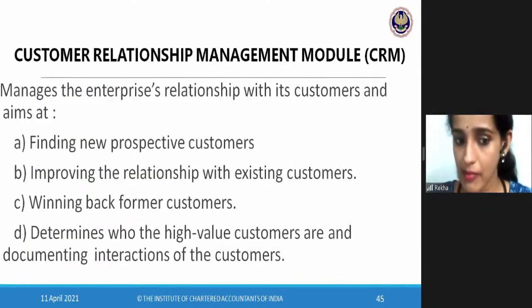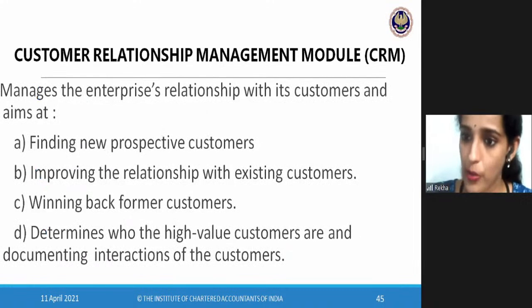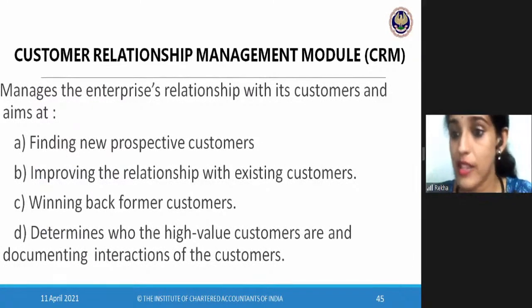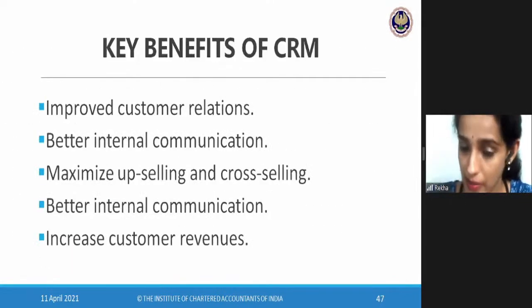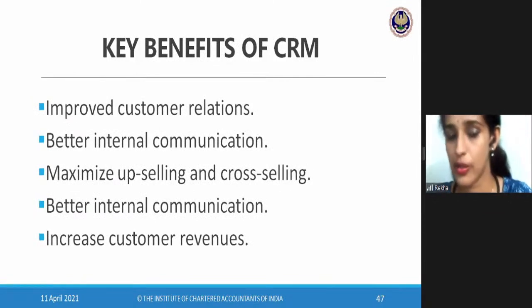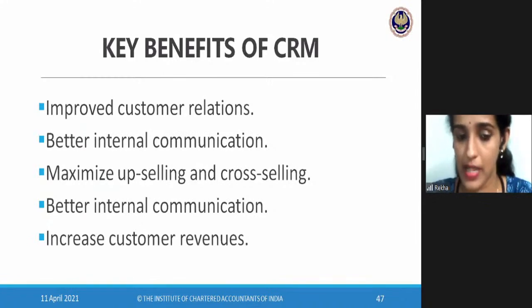So what is CRM? Our main objective is to win back the old customers, improve the relationship with the existing customers and find new customers. And how is this CRM objective achieved by the ERP system, and what are the benefits? Just go through the benefits, very, very important from the exam perspective.